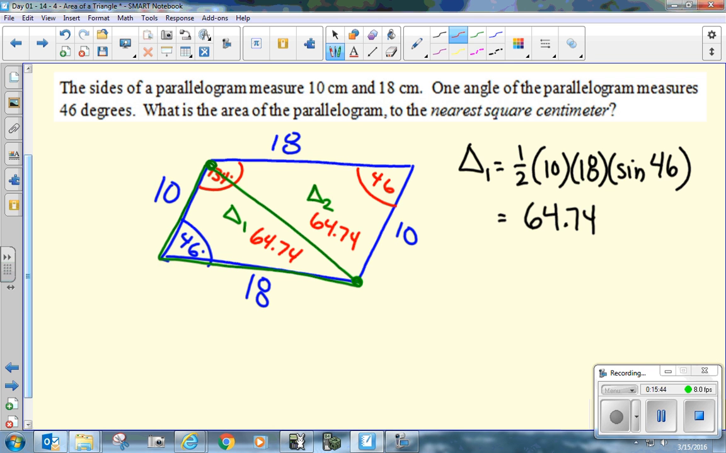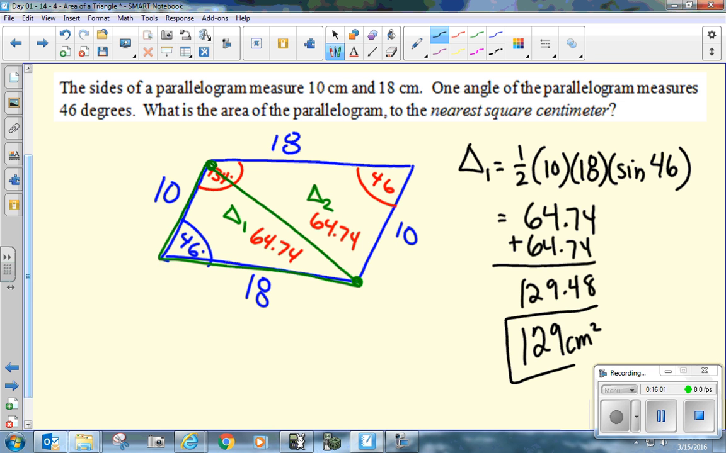Which means if I just add those together, you get 129.48. And they want the nearest square centimeter, so what would that be? 129 centimeters squared. Now be careful. Don't round until you get your final answer. Like, what if I rounded this to the nearest centimeter? What would that be?